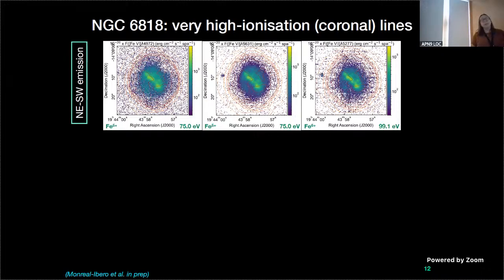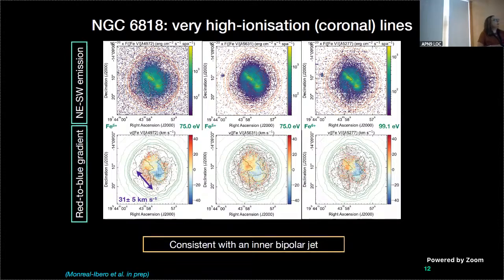And systematically, in all these lines, we were getting this structure elongated from the northeast towards the southwest. And also, very important, we are fitting these lines independently. And when we were looking at the kinematics, all of them were presenting this gradient from red to blue of about 30 kilometers per second. As of now, the interpretation that we are working with is that this is consistent with an inner bipolar jet in the nebula. And we are super excited with this research.